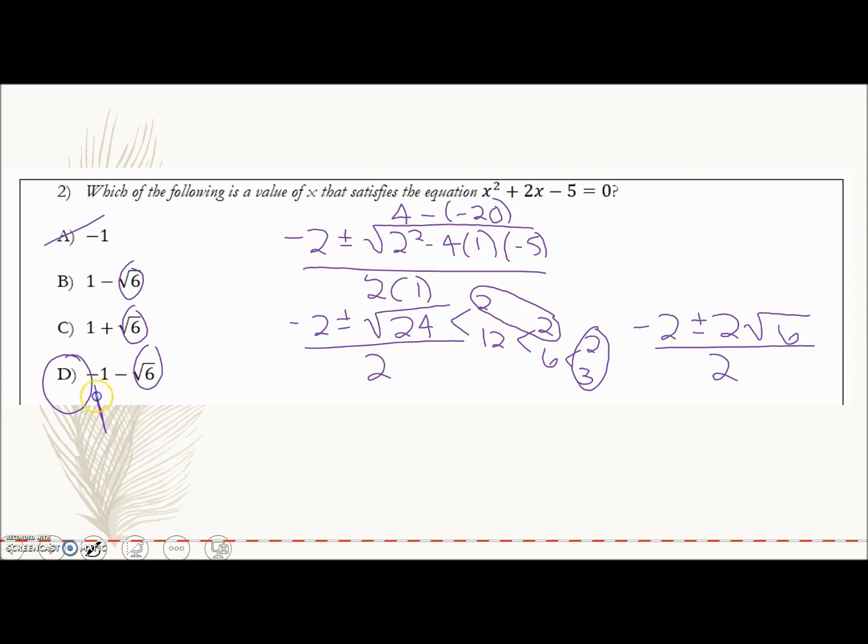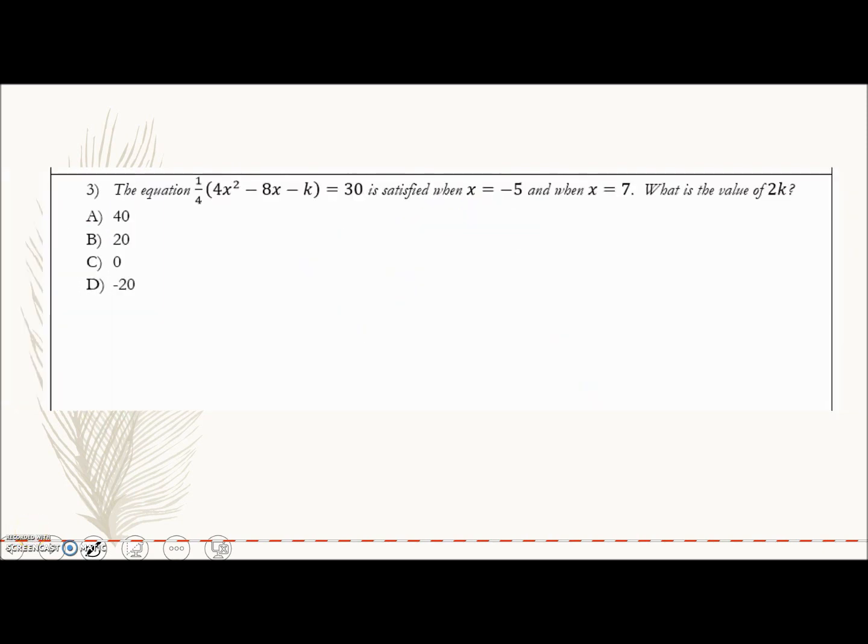B and C don't have that negative, so D is my answer. The third one gives you an equation, and it says it's satisfied when x equals -5 and x equals 7. What is the value of 2k?